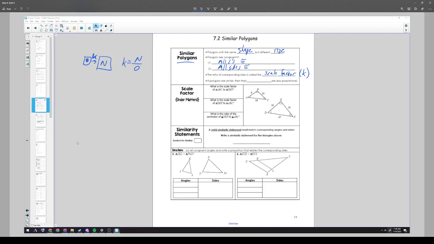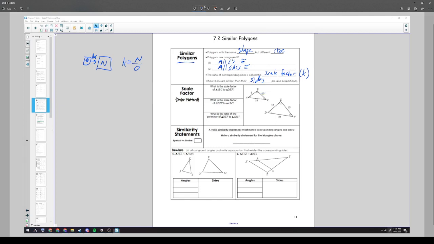Notice that we end up with something here that looks like a ratio when we do that. And then if polygons are similar, their sides are proportional. So proportional means we're going to have the same ratio for all sides of the polygon. In this case here a triangle, but could be any number of sides.